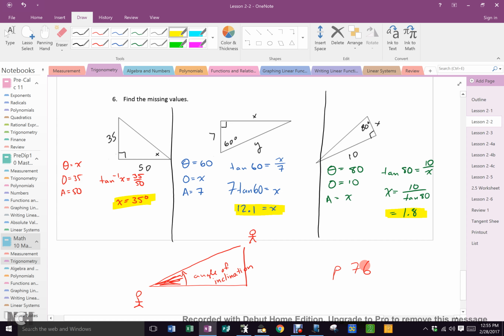Are you allowed to work right in your blue book? I don't care. If you can cram the work in there, go ahead and do so. If you want to work on your own paper, go ahead and do so. I don't care. All right? Work together. It is not a test.